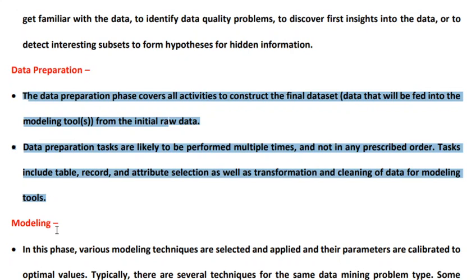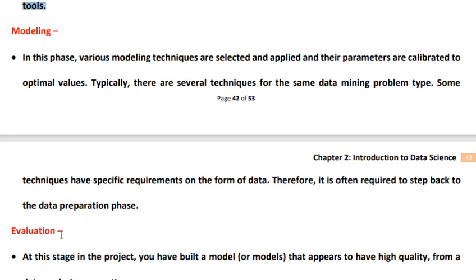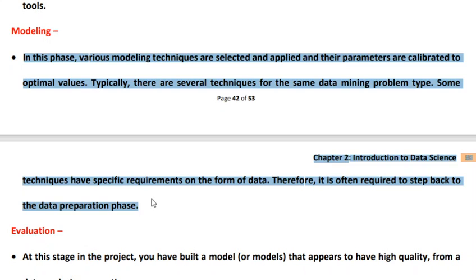Now after the data has been prepared, we can move on to the modeling phase. In the modeling phase, various modeling techniques are selected and applied, and their parameters are calibrated to optimize values. So this is very much important. Here, in the modeling phase, we select all possible models that may be capable of providing a solution or helping us achieve our business objectives, and they are applied and their parameters are calibrated. That means their parameters are adjusted to an optimal value in order to provide a solution to our business objectives. So this is the modeling phase.